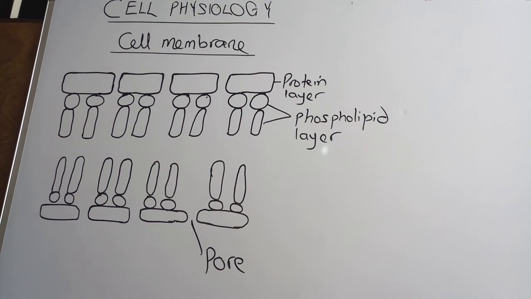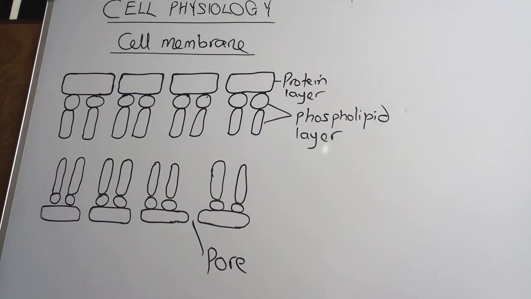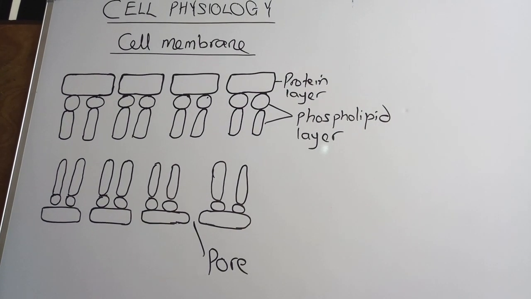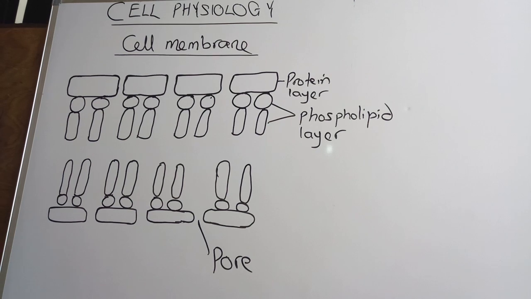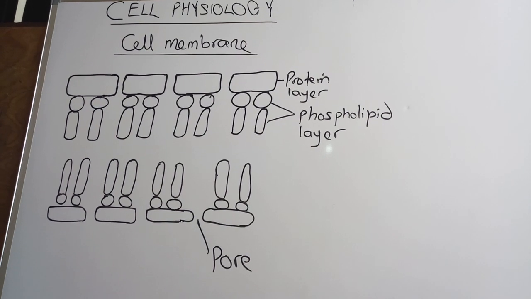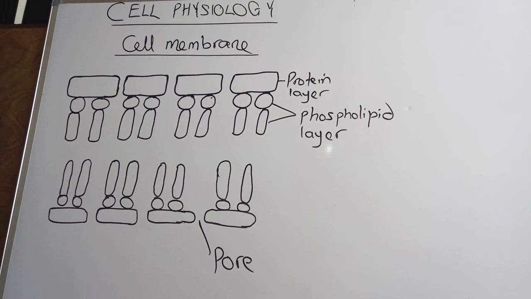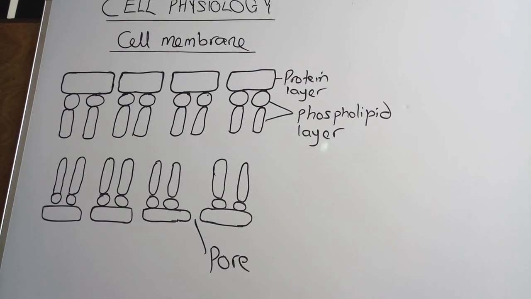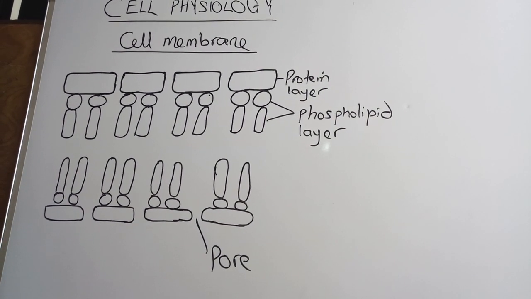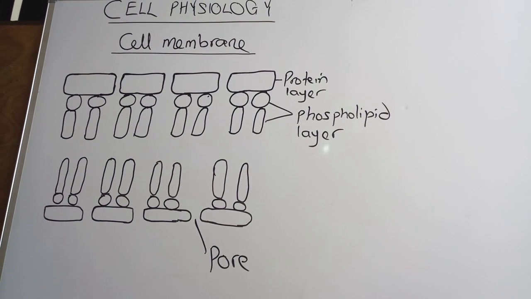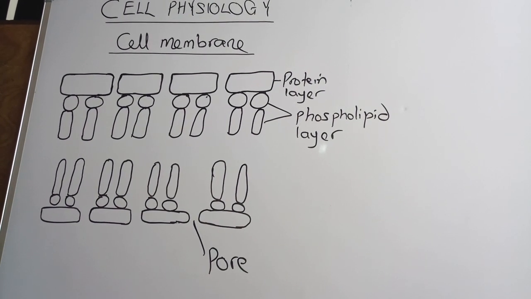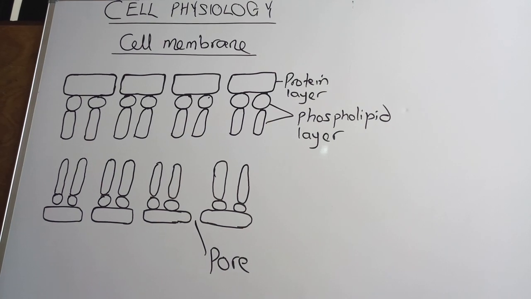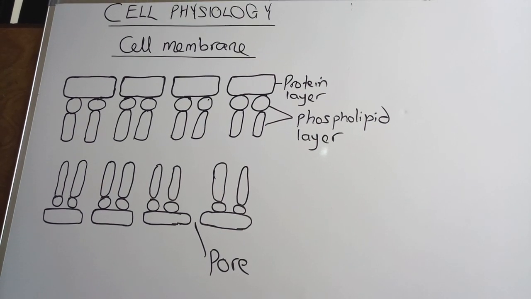Cell physiology simply refers to movement of substances into and out of a cell. It could be the cell of a plant, it could also be the cell of an animal. But we know that all cells are usually surrounded by a cell membrane. And the cell membrane is the structure that controls movement of substances into and out of a cell.